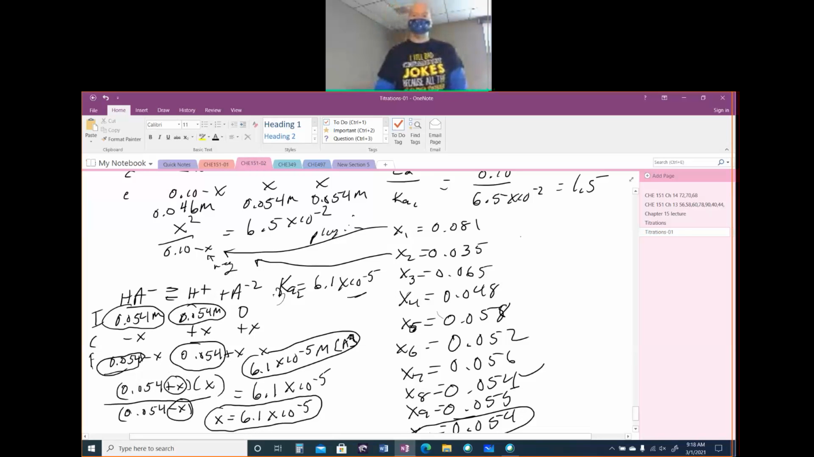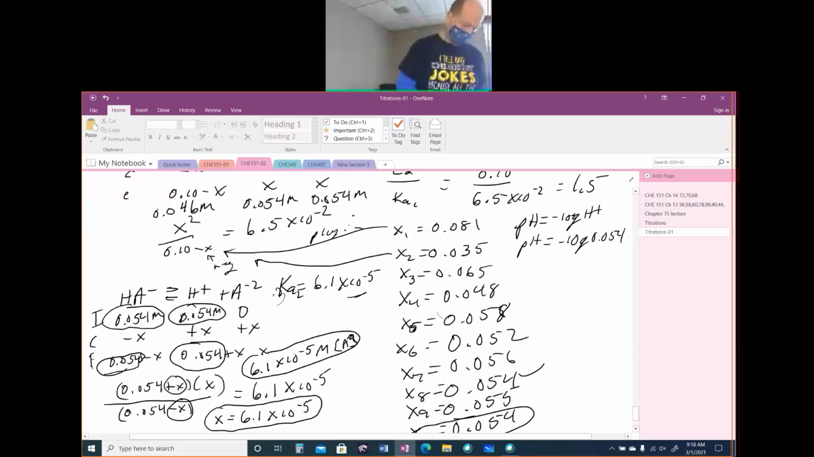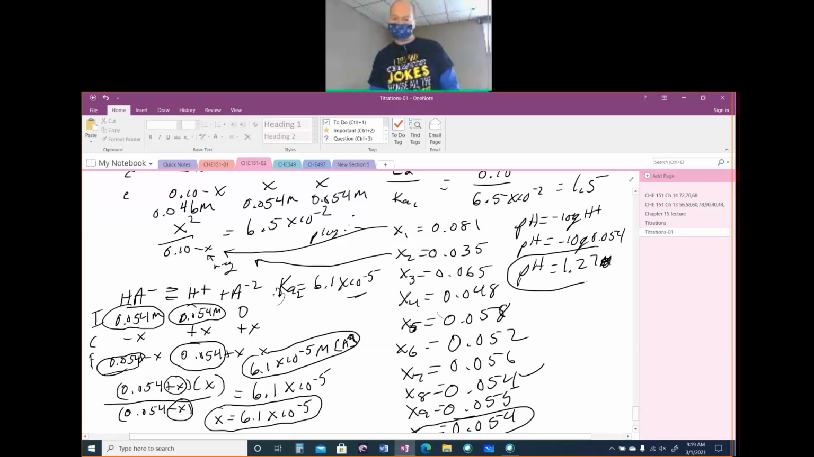All right, and so if we want the pH of this, we have all of our concentrations. pH is the negative log of your H plus, which was the X value of 0.054. So the pH value is the negative log of 0.054. And that is a pH of 1.27.